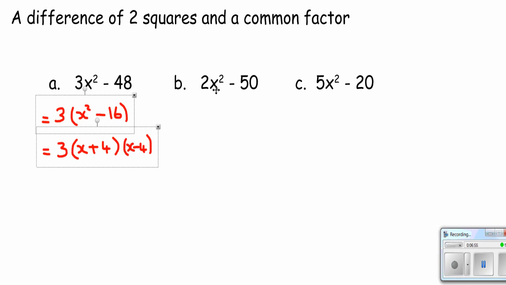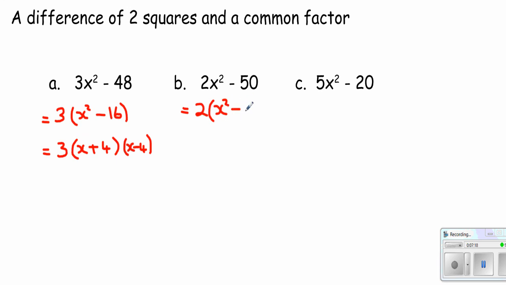Part B, we've got 2x squared minus 50. Again, 2 is not a square number. 50 is not a square number. So we'll look at the expression. There is a common factor of 2. So we take out a common factor of 2. So 2 times what gives us 2x squared? It's x squared. 2 times what gives us 50? It's 25.